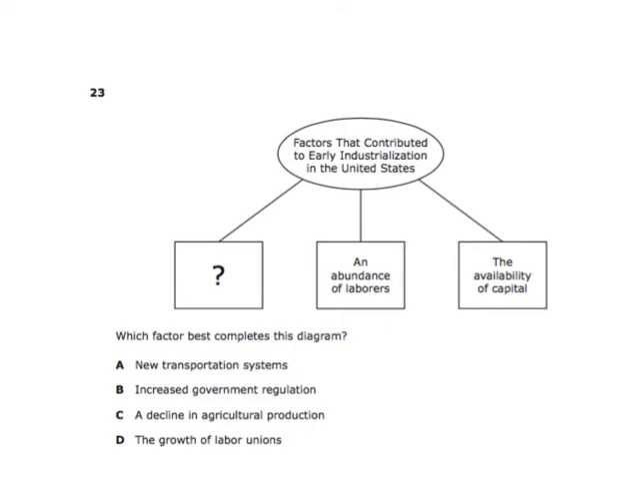Factors that contributed to early industrialization in the United States: an abundance of laborers, the availability of capital, and question mark. Which factor best completes this diagram? New transportation systems. So this is a process of elimination. The other things just don't make sense. This is the only one that really was a factor that helped industrialization. Industrialization is the growing and expansion of industry.